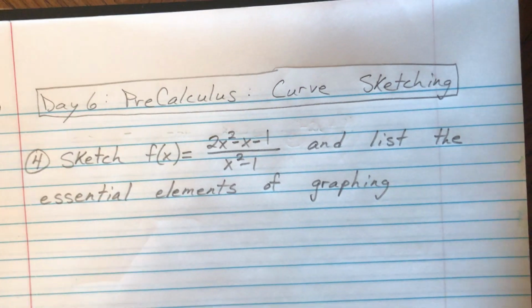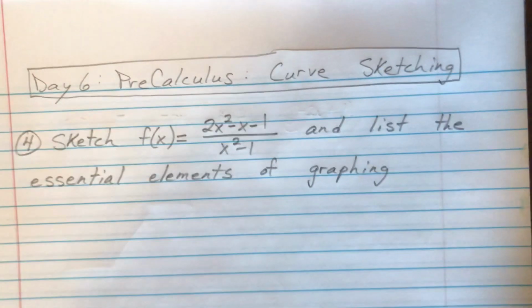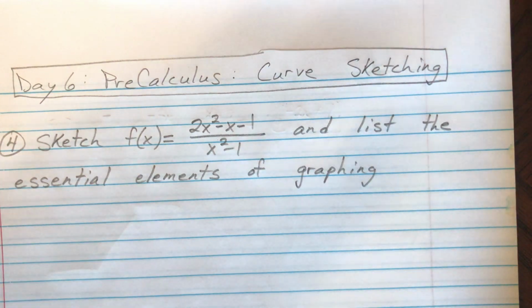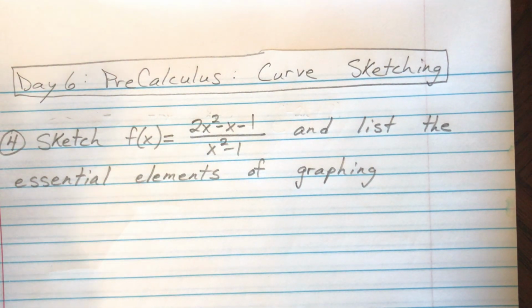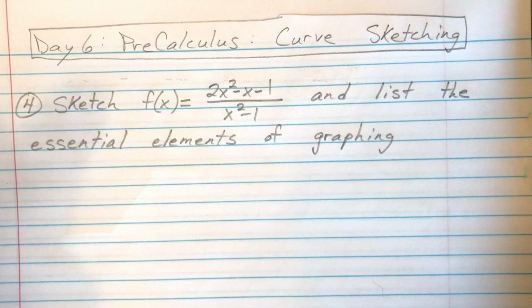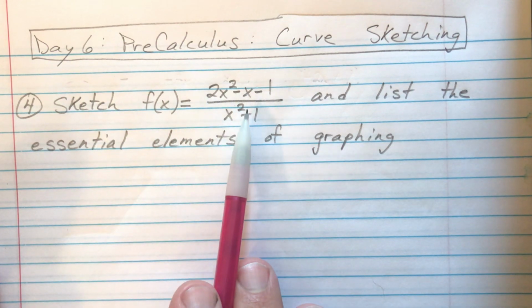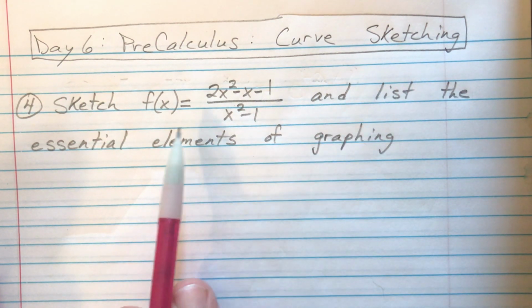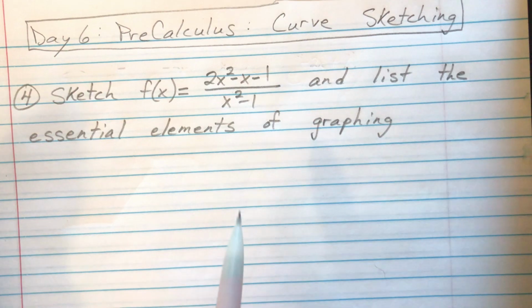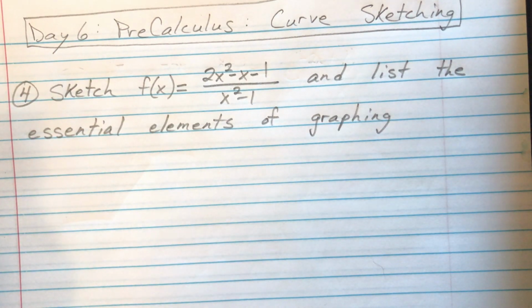Hey guys, today we're going to do some curve sketching. Just to let you know up front, there's a lot of information in this video, so you may have to watch it a couple times. There's two parts to this. We're going to sketch this fraction, and we're going to list what I call essential elements of graphing. So let's first find 4 or 5 of the main elements in order to sketch it.